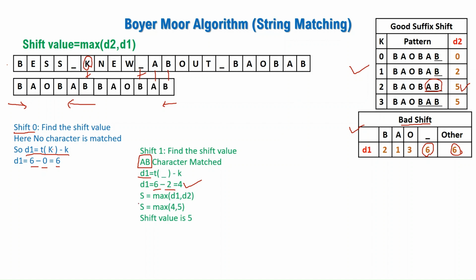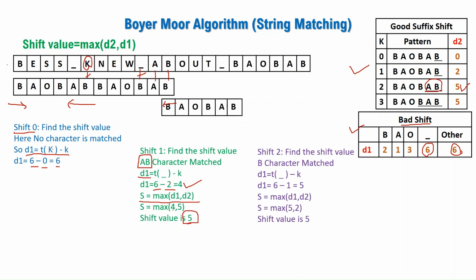And now you take the shift value S is equal to max of D1 and D2. My D1 value here is 4 and my D2 value here is 5. So out of 4 and 5, which is the maximum value? Maximum value is 5. Consider this 5 as the shift value. This is important. So how many times should I shift? 5 times I should shift the given pattern.